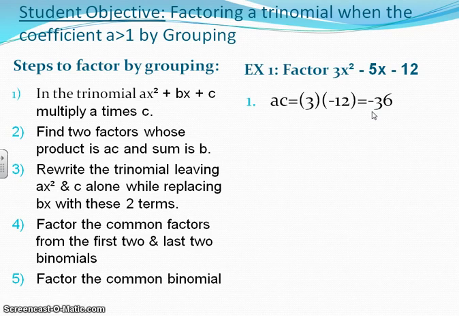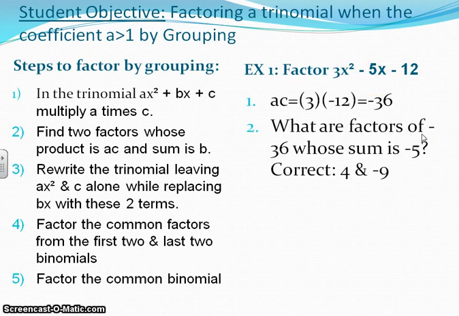So what are the multiples going to be that will multiply to give you negative 36 and add together to give you negative 5? 4 times negative 9 will give us negative 36, and 4 added to negative 9 will give us negative 5.